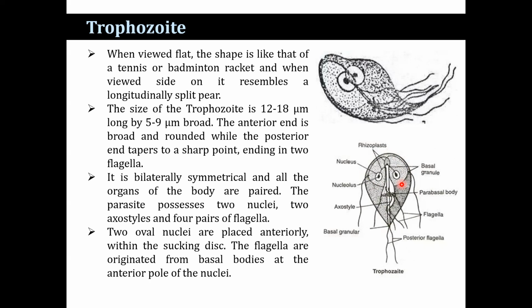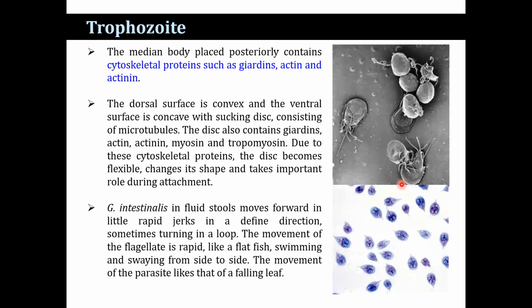The median body, placed posteriorly, contains cytoskeletal proteins such as giardins, actin, and actinin. The dorsal surface is convex and the ventral surface is concave, with a sucking disc consisting of microtubules. The disc also contains giardins, actin, actinin, myosin, and tropomyosin. Due to these cytoskeletal proteins, the disc becomes flexible, changes its shape, and takes an important role during attachment.